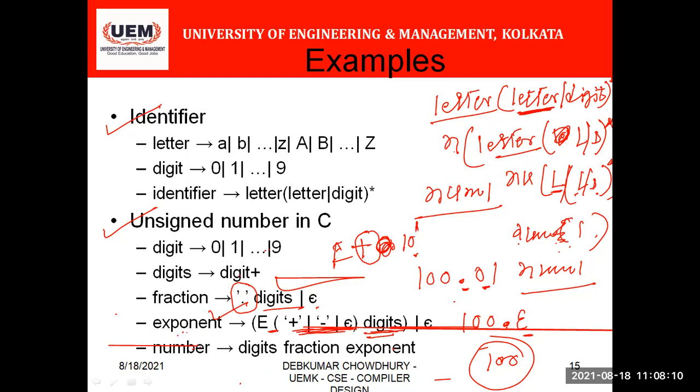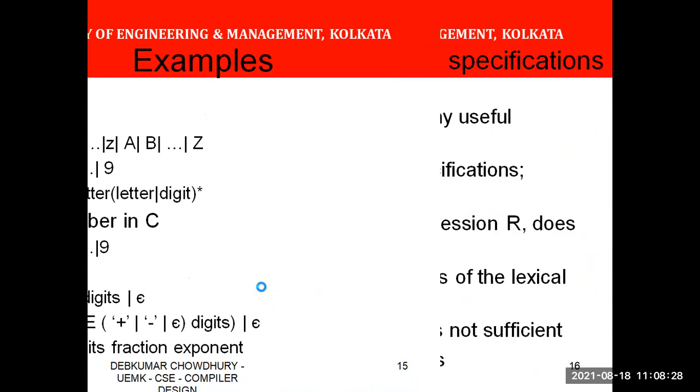Digit fraction exponent is basically our number. So in this way, unsigned numbers in C are represented in tokens.